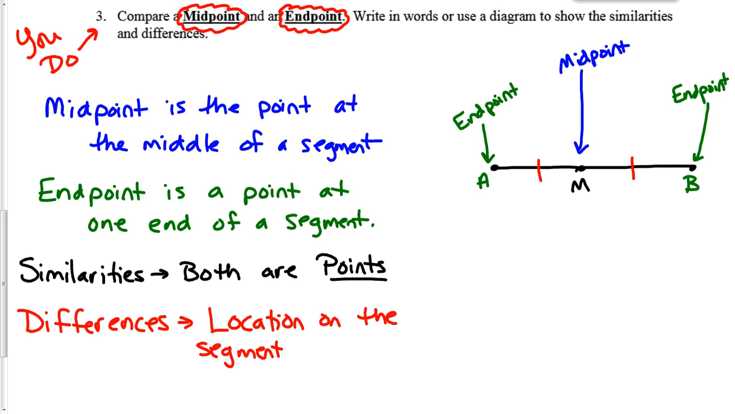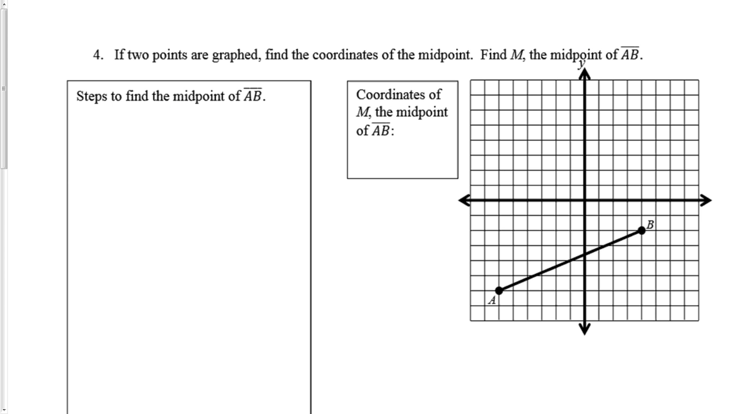Moving on to number 4. If 2 points are graphed, find the coordinates of the midpoint. So the directions would be find M, the midpoint of segment AB. So we're going to write the steps down and we're going to write our final answer in the box provided.